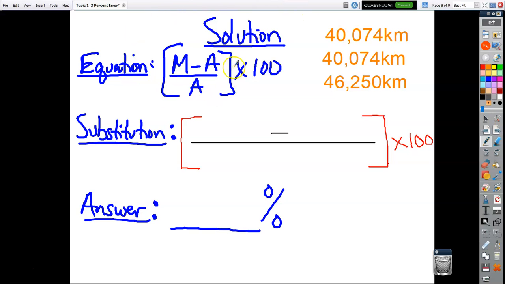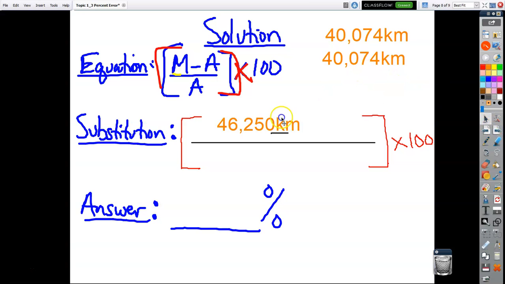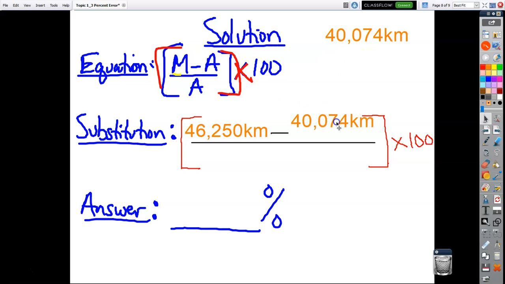So again, the first thing I would do is write the equation, I should say. I have the measured value minus the accepted or actual, divided by the actual. Notice again, I use the brackets to make sure I do everything in here first, and then I do the times 100. So his value, if you remember, I'll go back, was the 46,250. So I'm going to plug that number over here. I'm going to take the actual value away from his number.